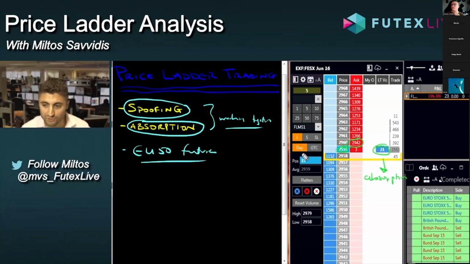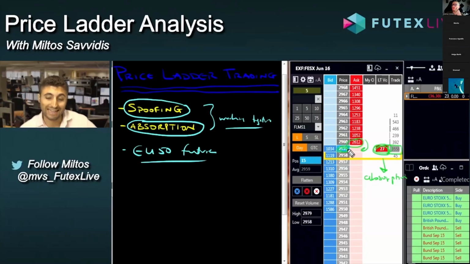Notice every time we try and take the bid out at 59s, we just keep reloading. We keep adding more and more contracts to 59. We've done so far 3,500 contracts at 59s, and at the price where we're seeing the big offer come in at 60s, we've done barely any volume. So that is already telling us a bit of a story here.